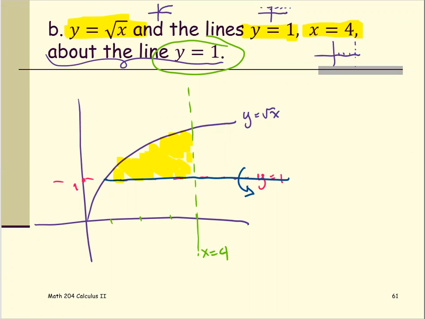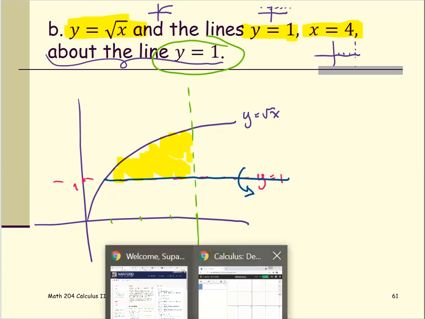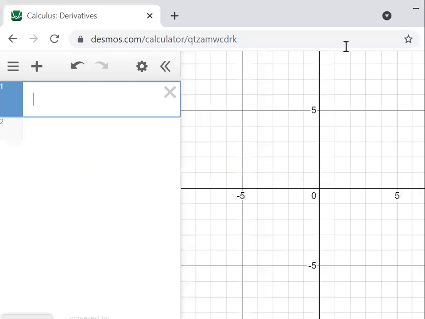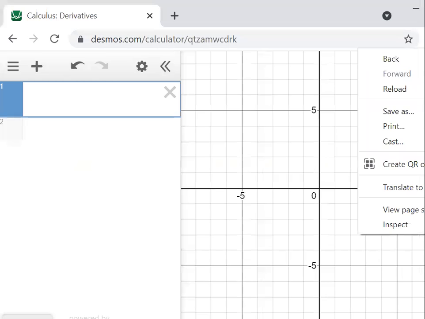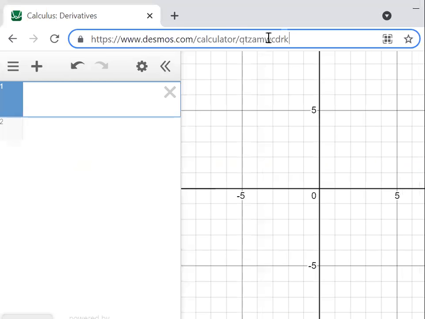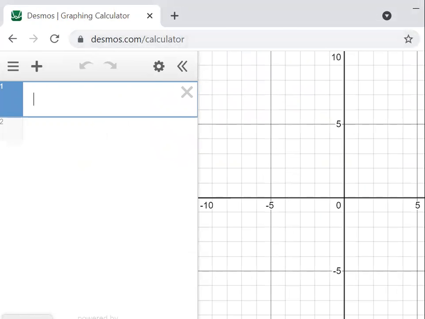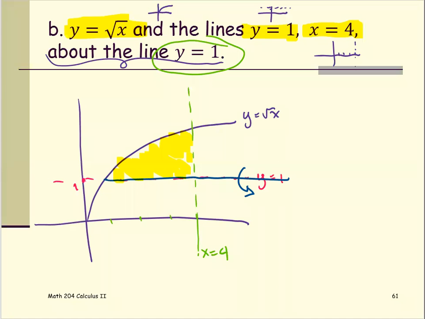How do you know the graph will look like this? For sure, if you are not comfortable doing it by hand, the website that I use in the class a lot would be desmos.com. Okay, this one, desmos.com graphing, not the graphing calculator. So this is the one. Oh, I exited. Sorry about that. So let me bring it back.